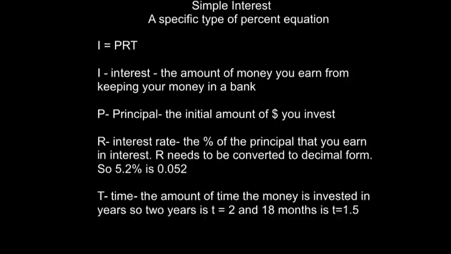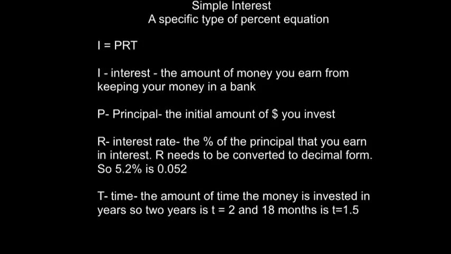So the formula is I equals PRT, which is just a bunch of letters until you give it meaning. I is the interest, and interest is the amount of money you earn from keeping your money in a bank. So if you put a lump sum into the bank and you leave it there, you're going to generate income. You're going to earn money for keeping your money in a bank. The principal is the amount of money that you initially put into the bank. The rate, the interest rate, is the percentage of the principal that you earn. The more money you keep in the bank, the more interest you're going to earn.